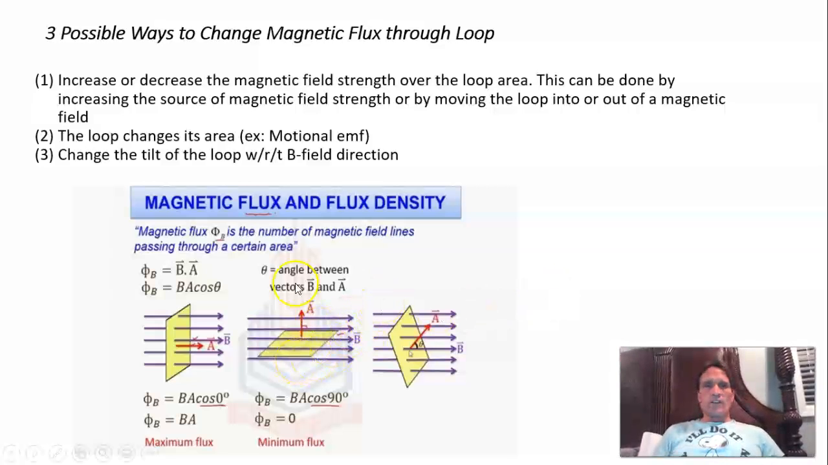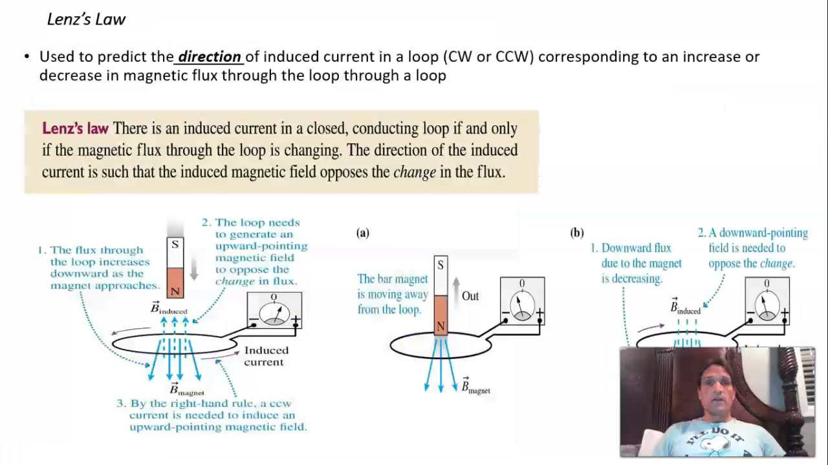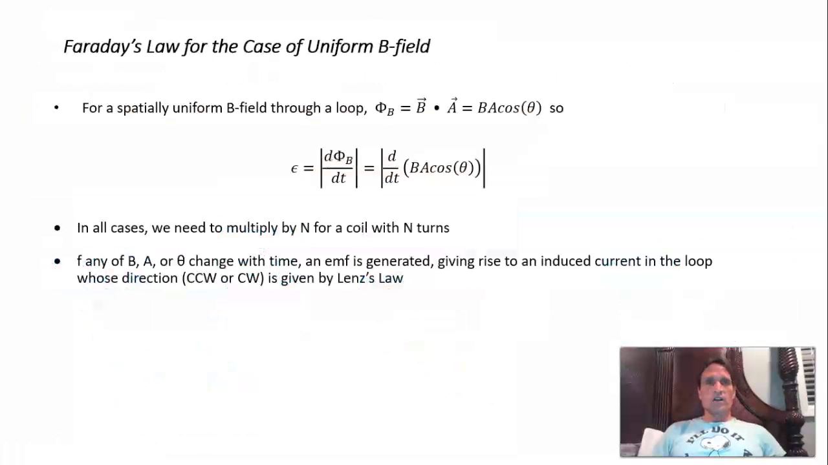So if we want to change the flux based on this equation, we either have to change B, which means increasing the field strength, or increase the area of the loop, or we can tilt the loop. We can turn the loop so that theta is changing with time, and we'll see that that's how generators work when generating electricity. So there are 3 possible ways that we can change the flux through a loop. And remember, it's the changing flux that generates the EMF, not the value of the flux. So there's Lenz's law.